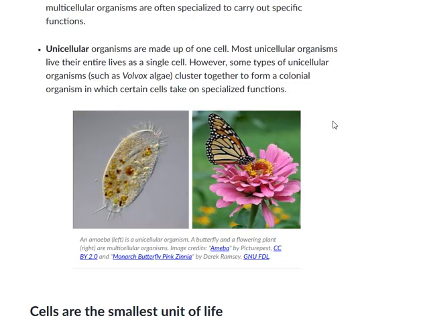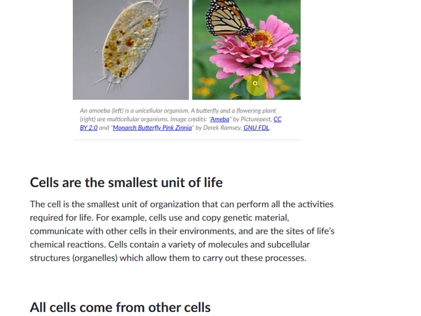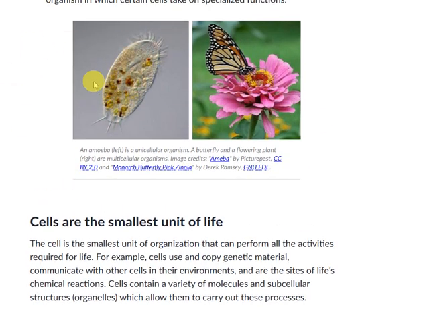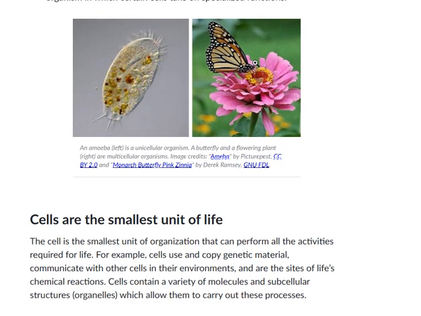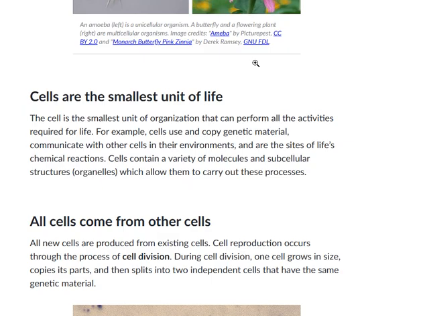However, some types of unicellular organisms, such as volvox algae, cluster together to form a colonial organism in which certain cells take on specialized functions. And this is an amoeba, which is a unicellular organism, and this is a butterfly and a flower, which are both multicellular organisms.